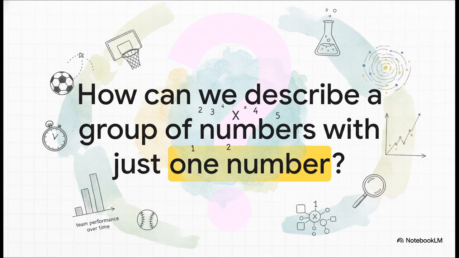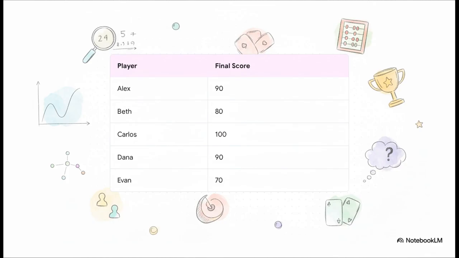So, this is the big question, right? How do you take a whole group of numbers and describe it with just one? Because let me tell you, once you get the hang of this, you've got a superpower for understanding pretty much anything, from how your favorite team is doing to super complex scientific data. It's a game changer.